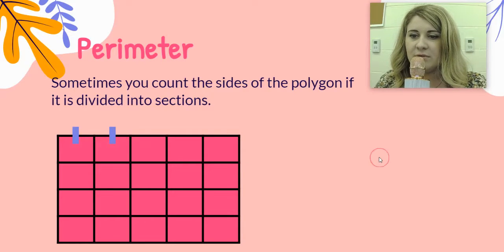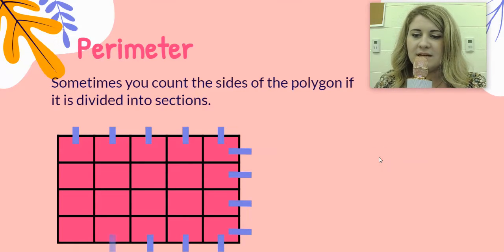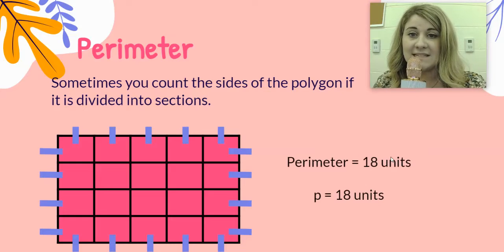1, 2, 3, 4, 5. Now we're going to go down the side. 6, 7, 8, 9. Now down the bottom. 10, 11, 12, 13, 14. Now up the side again. 15, 16, 17, 18. So I know that this is 18 units.